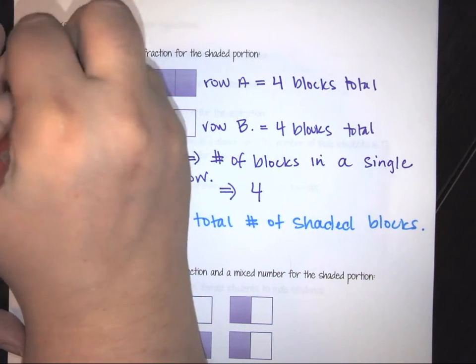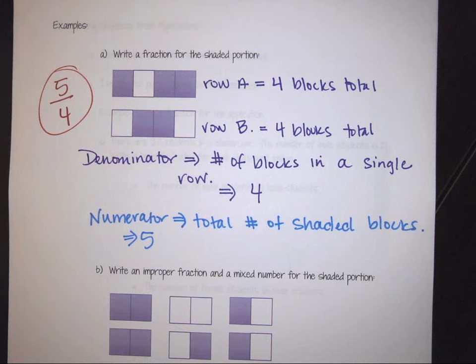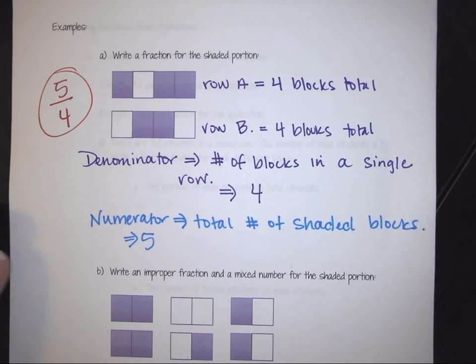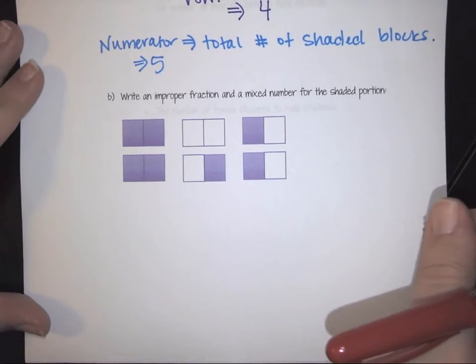over 4. And unless you are asked specifically for a mixed number, it is generally accepted and understood that the improper fraction would be your answer. Okay? So let's look at another one.